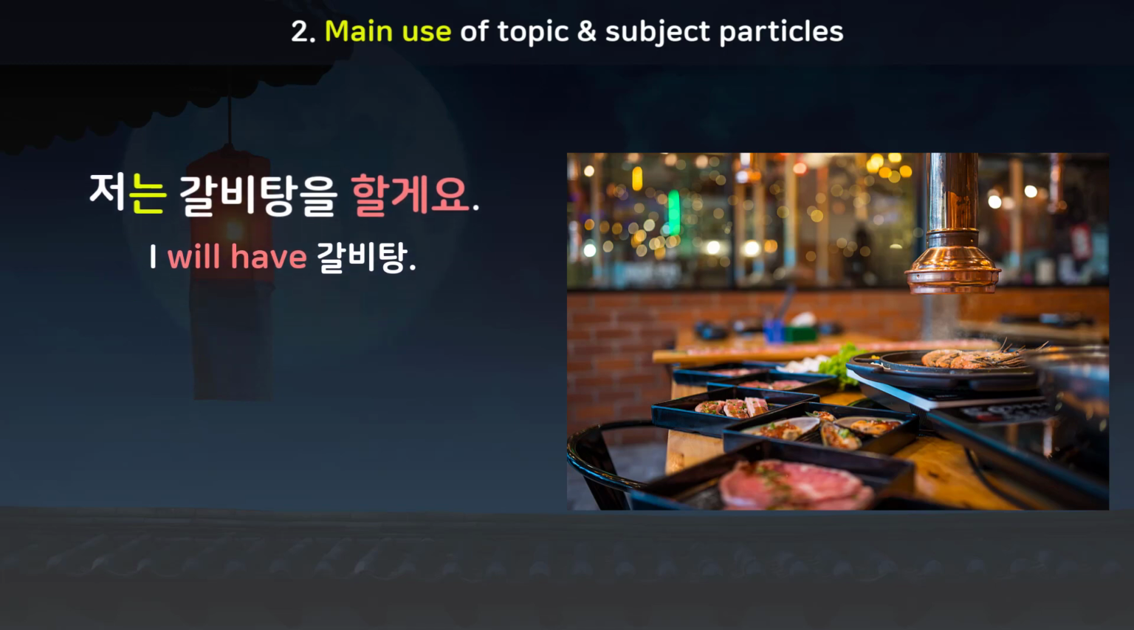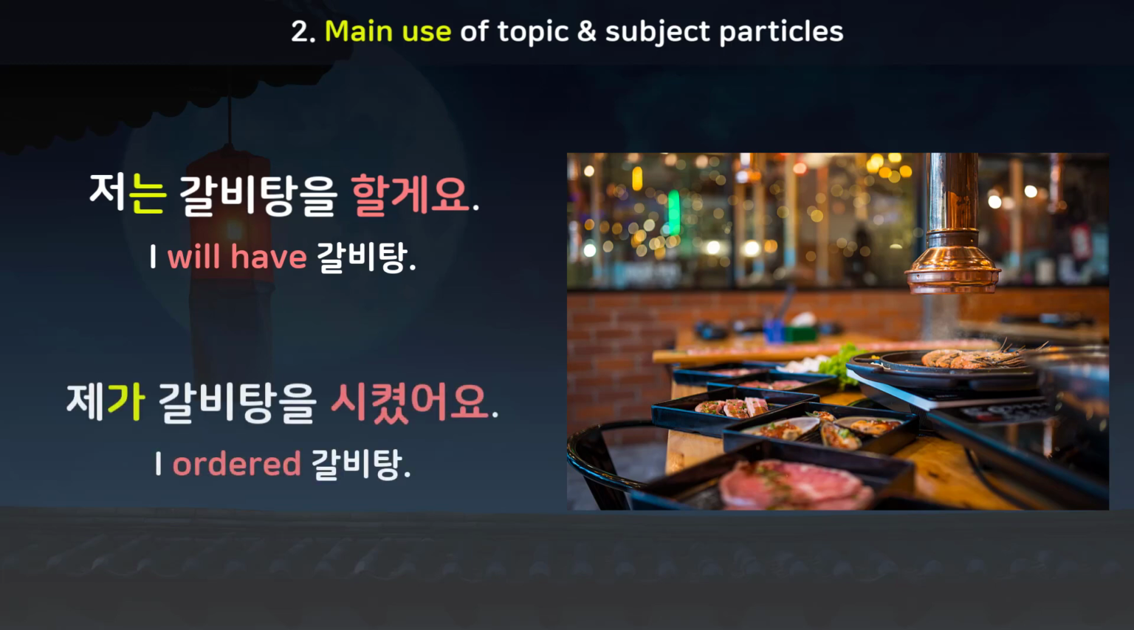On the other hand, let's say the waiting staff comes back with 2 dishes, but forgot who ordered what. So he or she wants to know who ordered 갈비탕. So in this situation, you want to say, I ordered 갈비탕. And since the focus of this sentence is that I, as in it was I that ordered 갈비탕, we would use the subject particle and say, 제가 갈비탕을 시켰어요. I ordered 갈비탕. So in this sentence, to put the focus on I, 제, we use the subject particle 가.